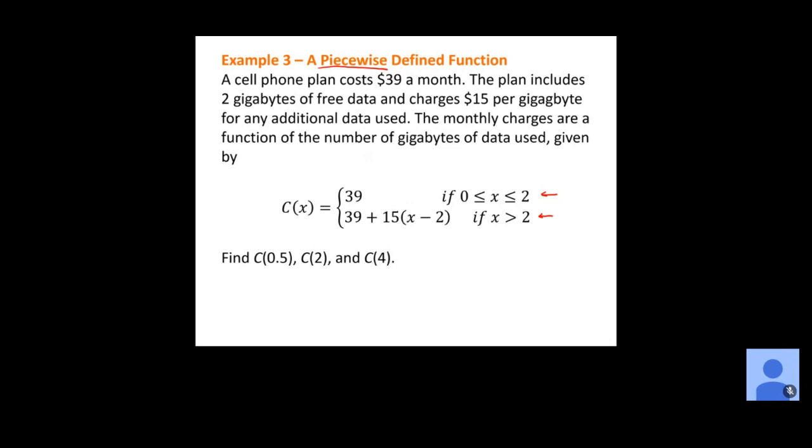Okay, so now if we're looking at C of 0.5, in this case, 0.5 falls somewhere between 0 and 2, so that tells us now that we're using that top piece of our piecewise function. Well, in this case, that's a flat fee of $39. There is no x to substitute into, and so C of 0.5 is just going to be 39. So basically, if we were to use 0.5 gigabytes of data, then we would be charged $39.